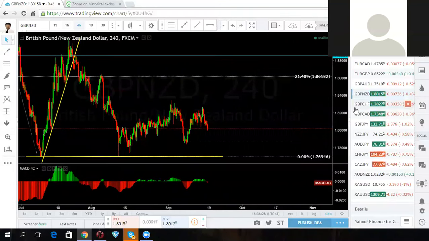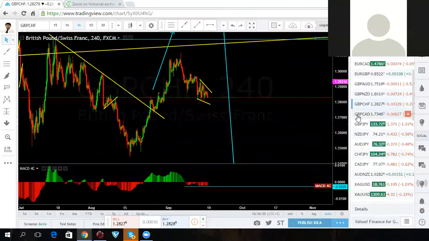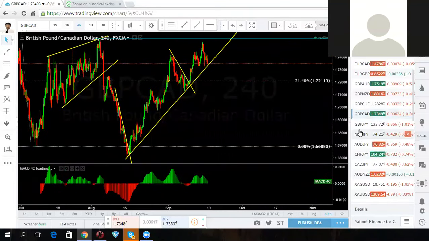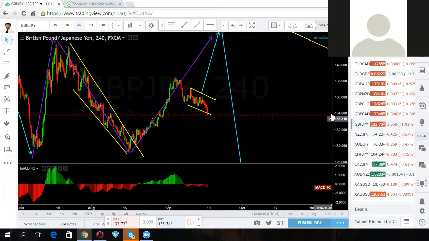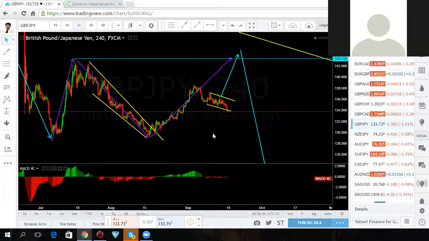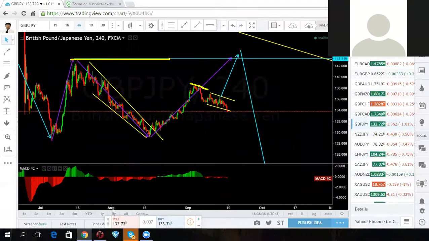Pound New Zealand, stay out of this. Pound Swiss, we already looked at this. Pound CAD, we already looked at that. Pound Yen, we already looked at this. This one is actually, we're still hoping that this comes and breaks this top, but it's not. It started to go down last week and it's still going down. You can see it's actually breaking out of this structure.